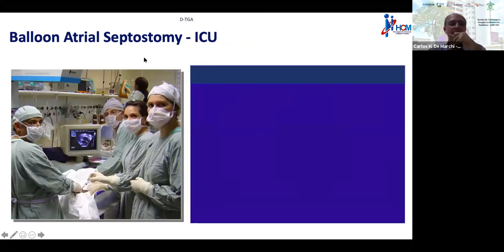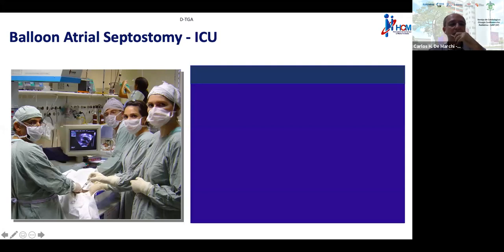This is a better condition, the ideal condition. Now we know that balloon atrial septostomy is better done in the ICU. The baby is not removed from the bedside. The temperature is more controlled.